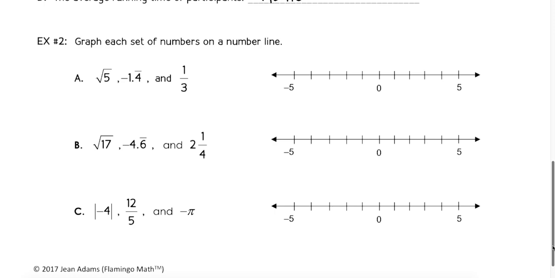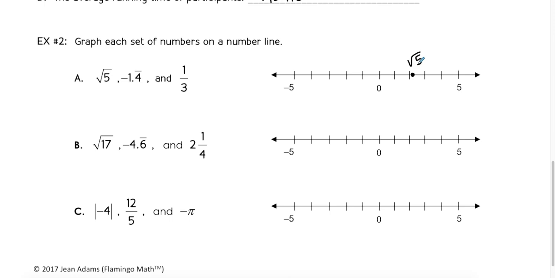All right, so this one, square root of 5. I know the square root of 5 is bigger than the square root of 4. The square root of 4 is 2, so this is going to be 2 and some change. So somewhere in there, it doesn't have to be exact.